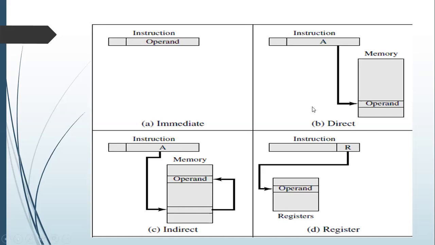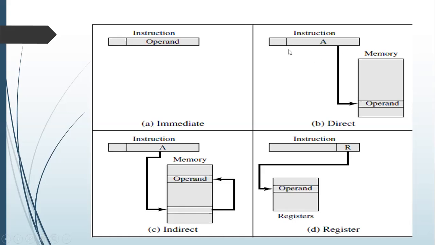Now, the next addressing mode is direct addressing mode. Here, in the instruction, this part will be your opcode, and this remaining part will be the address of your operand which needs to be fetched from your memory. So the address of the memory location from which the operand should be fetched is specified. That's why it is called direct addressing mode, because the address is directly available in your instruction.